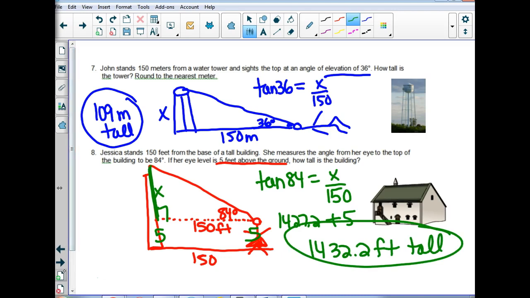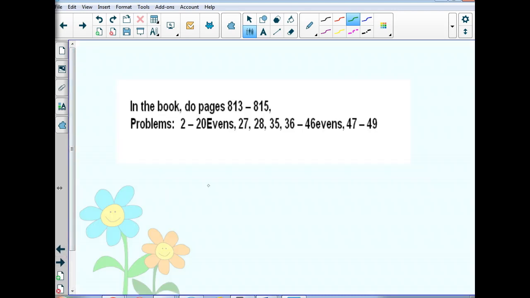Okay, short lesson. Your assignment, which I have worked into a worksheet, is page 813. Enjoy. Get something done.